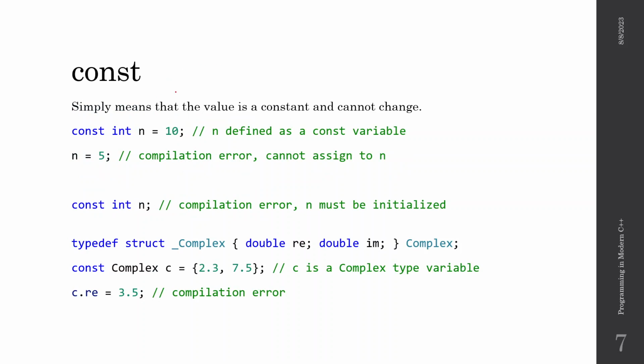So the const keyword, it simply means that the value is a constant and it cannot change. Okay, so for example, you can see that const int n equal to 10 means that n is defined as a constant variable. It means that once it has been defined, the value of n cannot change anywhere in the program. Okay.